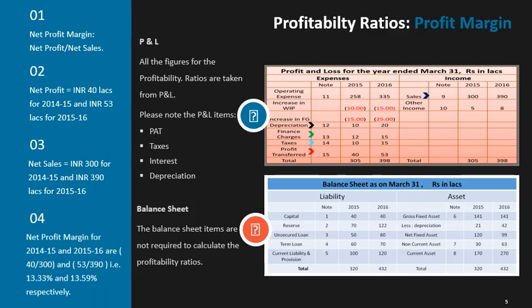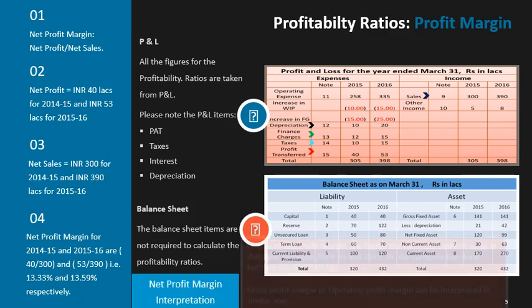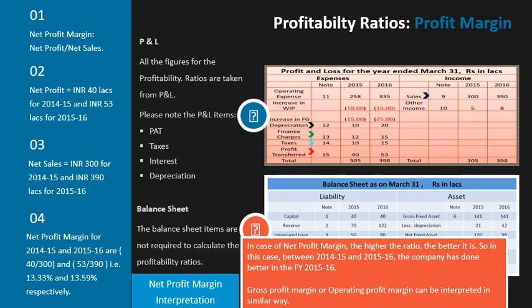Thus net profit margin ratio for 2014-15 equals Rs 40 lakh divided by Rs 300 lakhs, equal to 13.33%. The net profit margin ratio for 2015-16 equals Rs 53 lakh divided by Rs 390 lakhs, equal to 13.59%. Note, the banker shall interpret this calculation of net profit margin as, the higher the ratio, the better it is. So in this case, between 2014-15 and 2015-16, the company has done better in 2015-16.